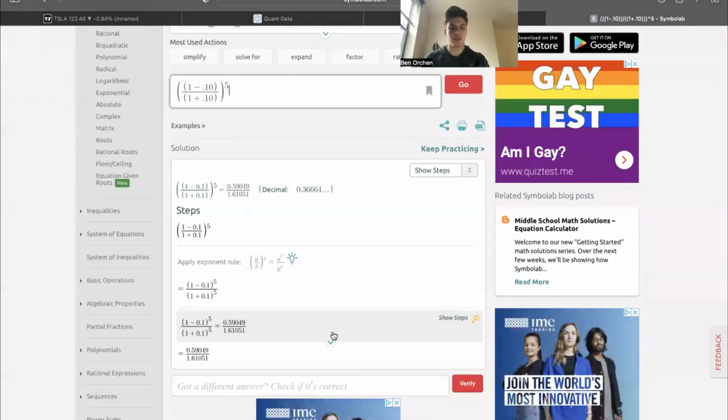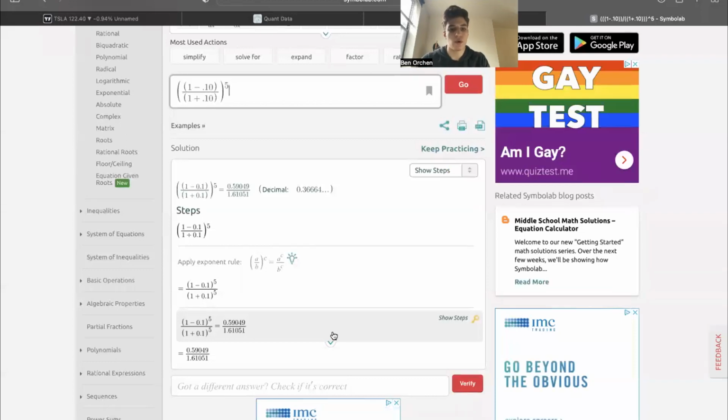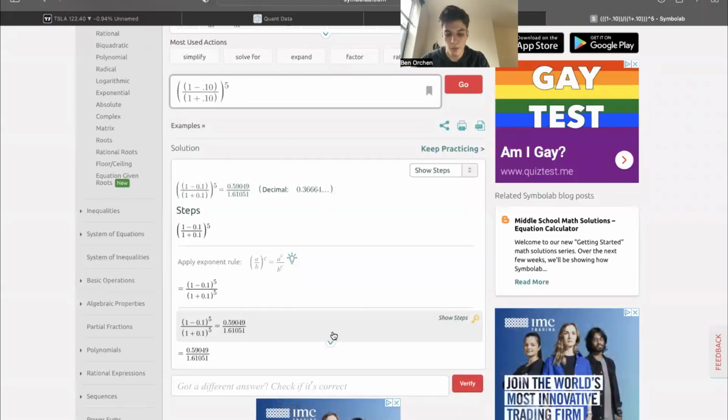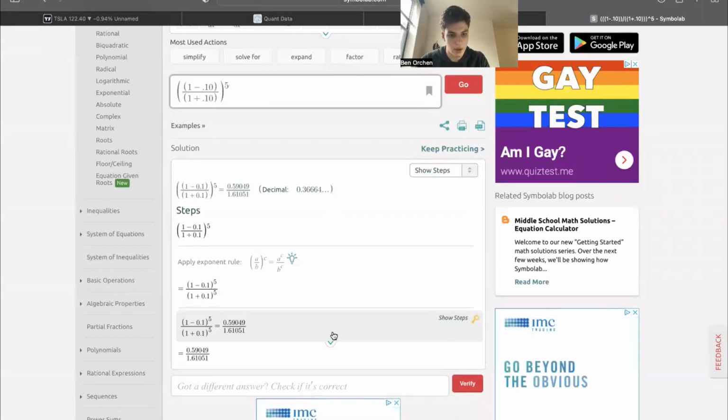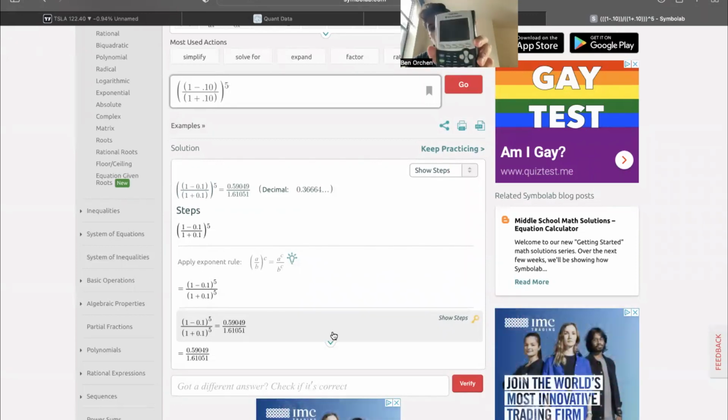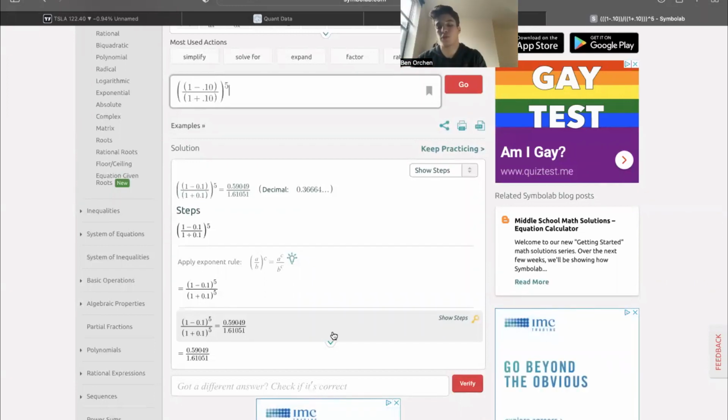It doesn't do the final calculation, but I do have my calculator here. So what it does come out to is 0.59049 divided by 1.61051. And what we get is 0.36647382, and so on and so forth. So let's just multiply that by 100, and we'll round it to 36.7.